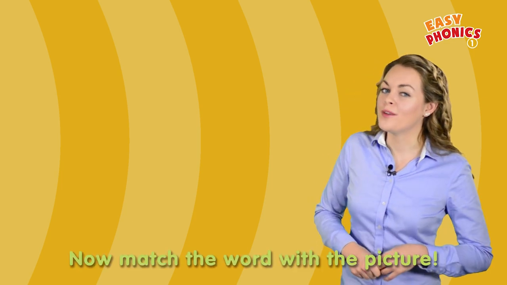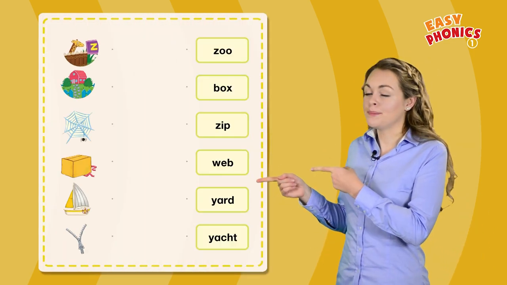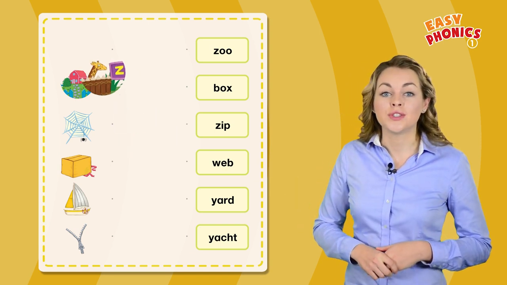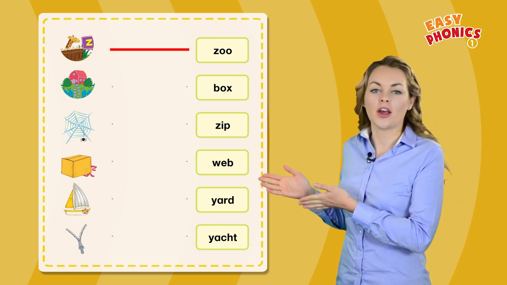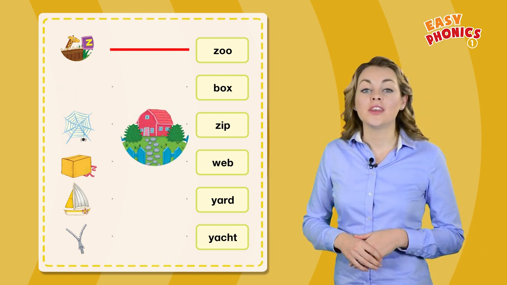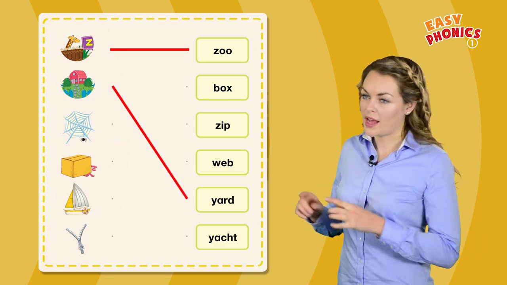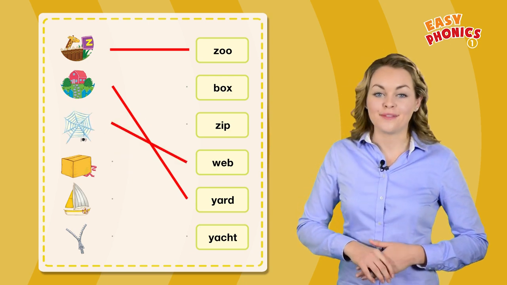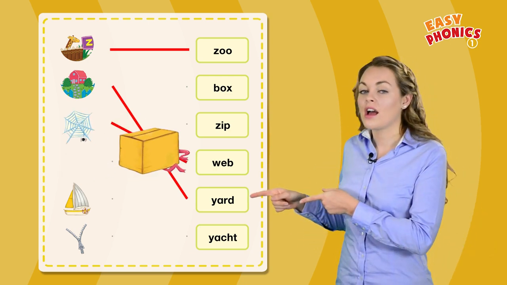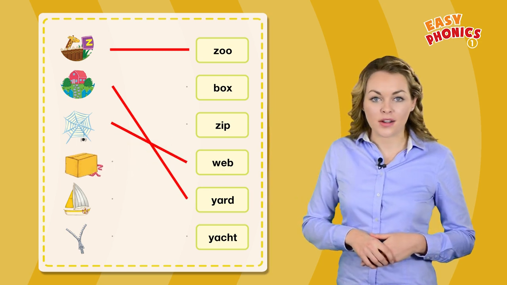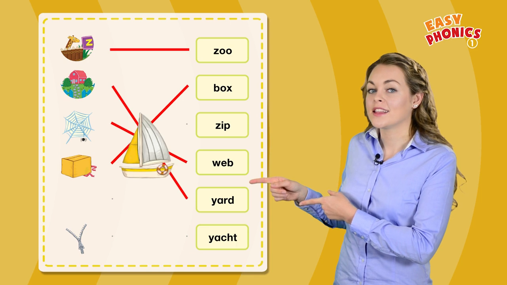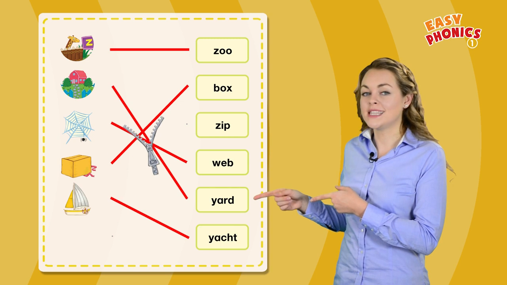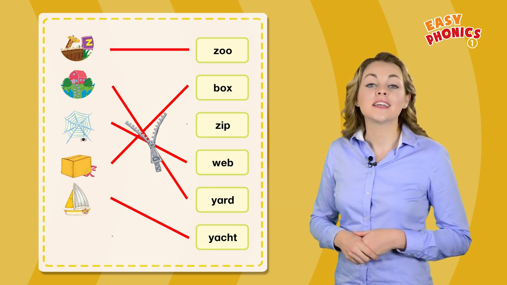Match the pictures with the words. Do you remember this picture? What is it? That's right, it's zoo, zoo. Good. How about this picture? Yes, it's yard, yard. How about this one? That's web, web. Very good. Next, box, box. And next one, that's a yacht, yacht. Finally, what's this? That is a zip.